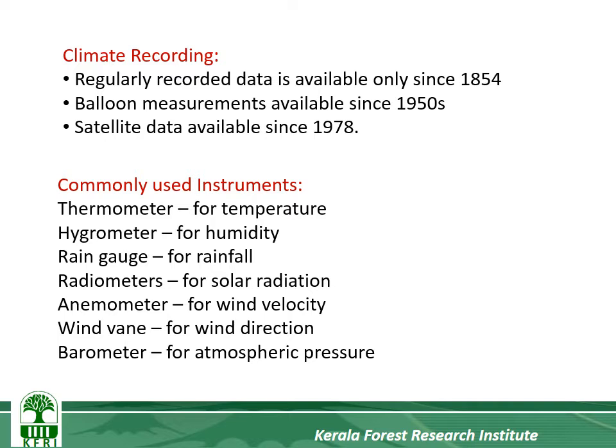Now, what are the commonly used instruments? This is not satellite or anything, but the commonly used instruments that we regularly use for weather data measurements are the thermometer for temperature, hygrometer for humidity, rain gauge for rainfall, radiometer for solar radiation, anemometer for wind velocity, wind vane for wind direction, and barometer for atmospheric pressure. There could be many other types of measurement devices used depending upon your requirement. But these are some of the very common instruments that you find in a common weather station.